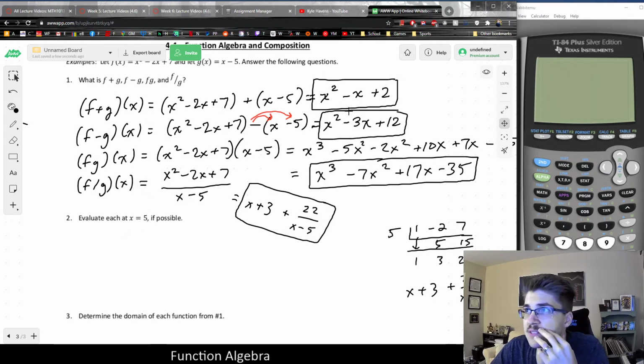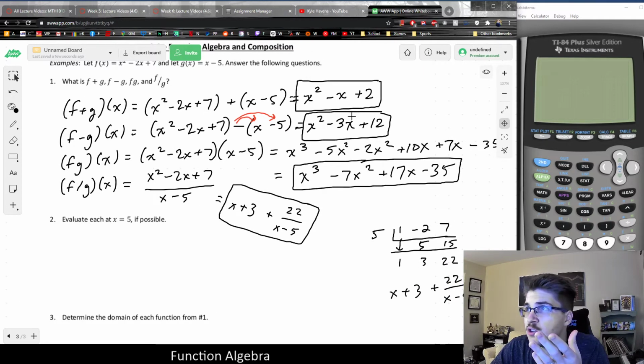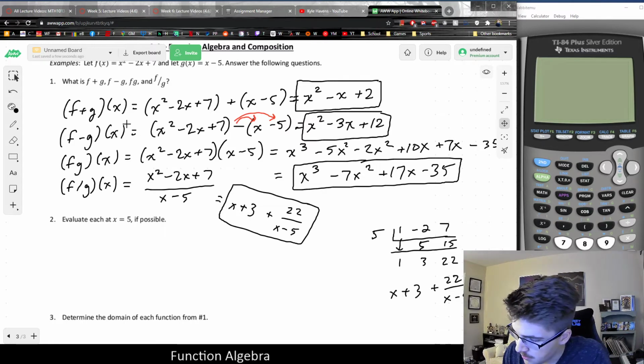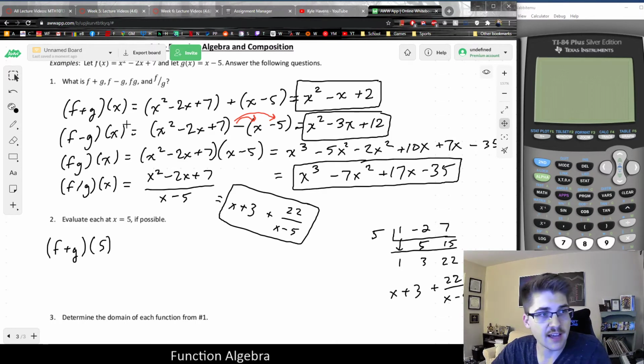And that's just kind of a way of saying, well, each one of these creates a new function by combining them together using the different 4 mathematical operations. But basically, let's say we wanted to evaluate them at 5. Basically, each one creates its own new function. So f plus g of x is, we've just solved what that is. And now what I could do is actually plug in 5 into it.